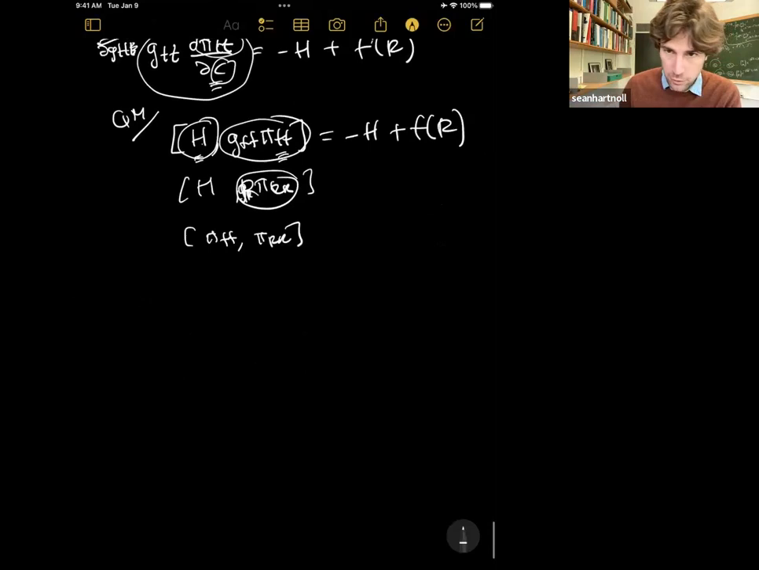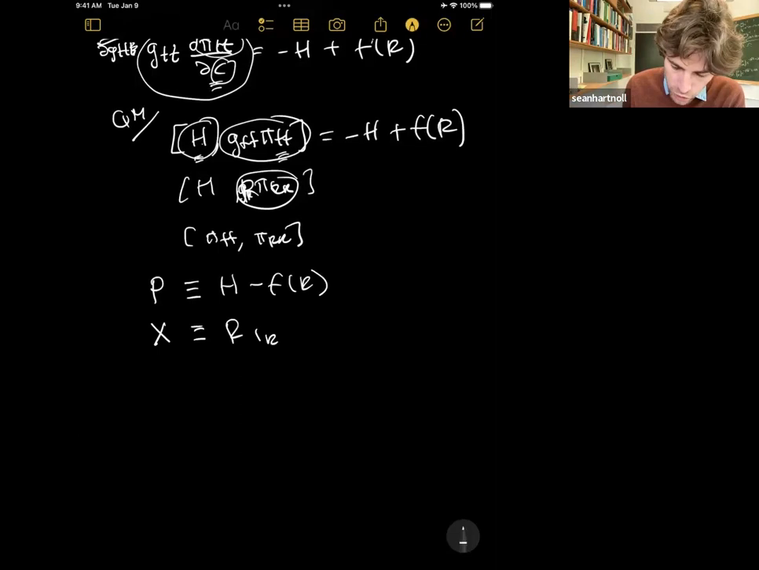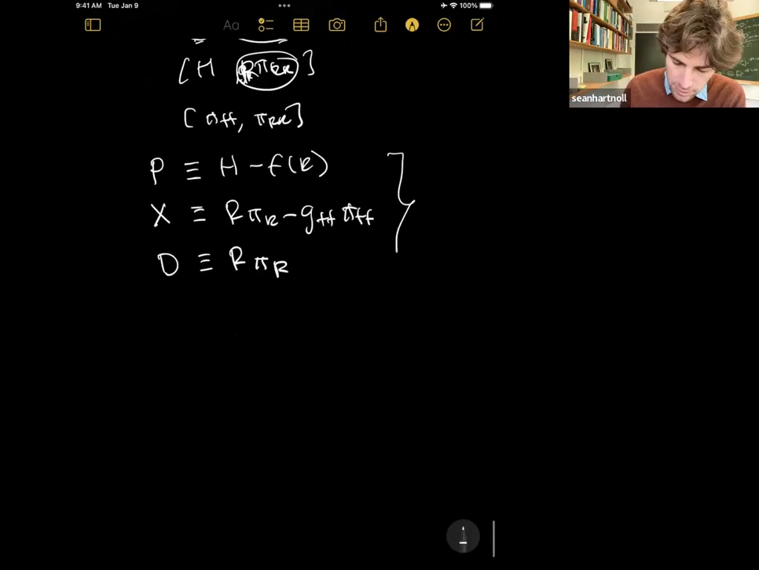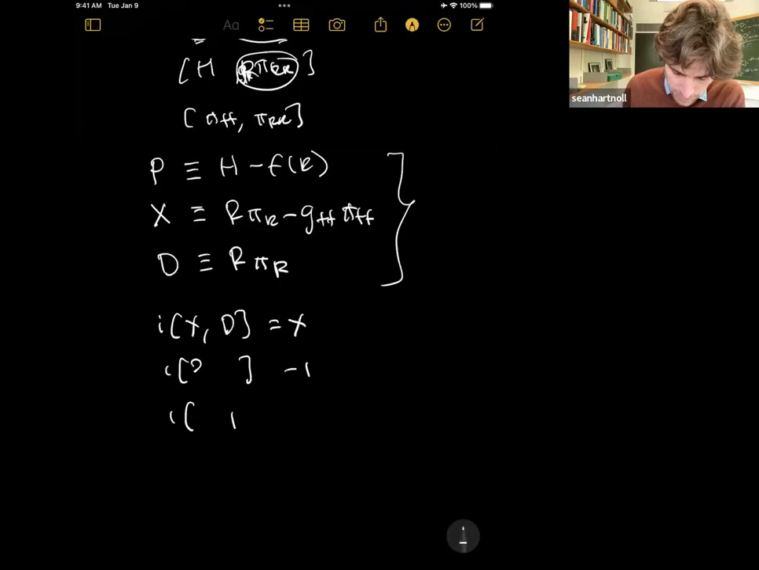And this will be the last point I make. If you define P to be H minus some function of r, that is a c-number, okay? R is not an operator, it's just a background number. You define X to be r pi r minus GTT pi tt, and you define D to be r pi r. It turns out that these three operators obey the following commutation relations: the commutator of X and D is X, the commutator of P and D is minus P, and the commutator of X and P is some other function of r.